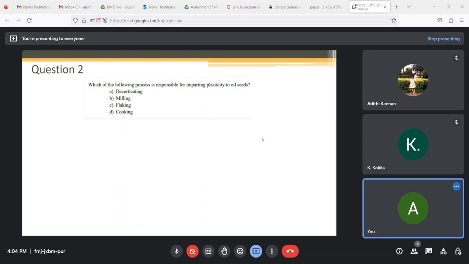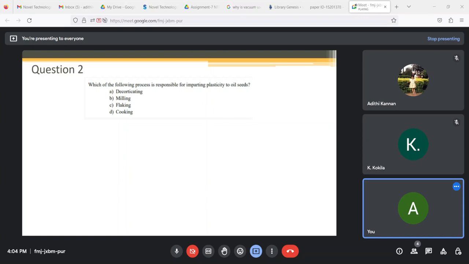So plasticity is imparted to oil seeds so that sticking and everything is prevented while processing the oil, while refining the oil. So among these four processes, which of these impart plasticity to the oil seeds? We'll start one by one to explain what these four processes are.